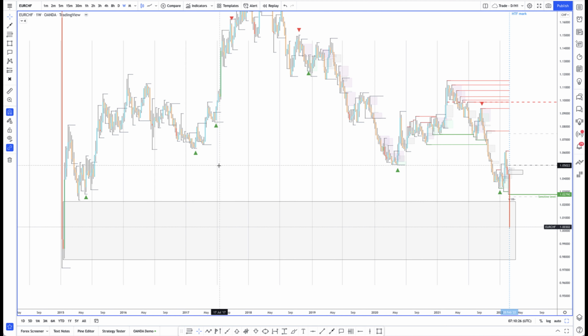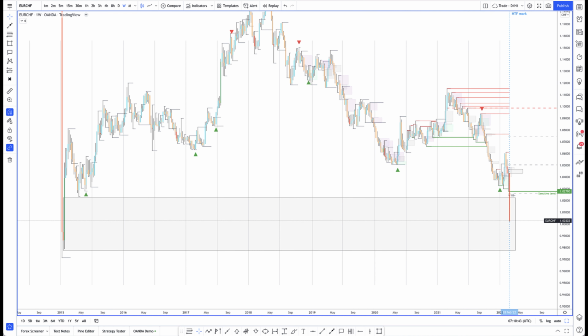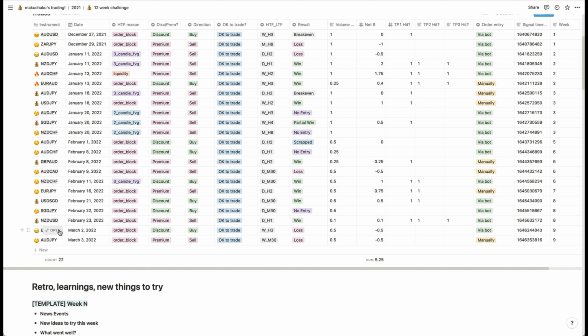Hey everyone. From this week onwards, I'm thinking of documenting my entire week every week and sharing with everyone how the week went, either in positive or in loss, either way. So, this week I took two trades. As you can see, I took a trade on Euro CHF, which was a loss, and also an AUD JPY, which was also a loss. And we'll see how those trades went.